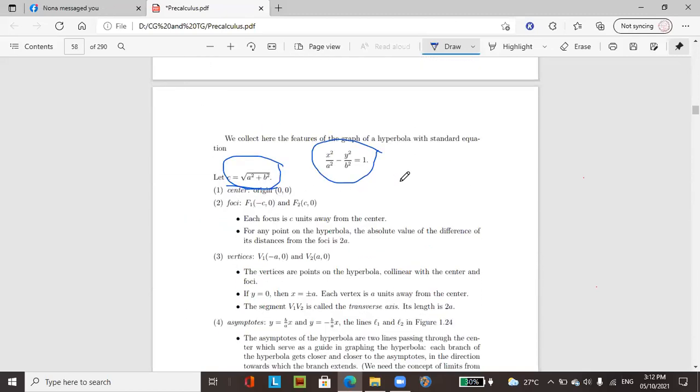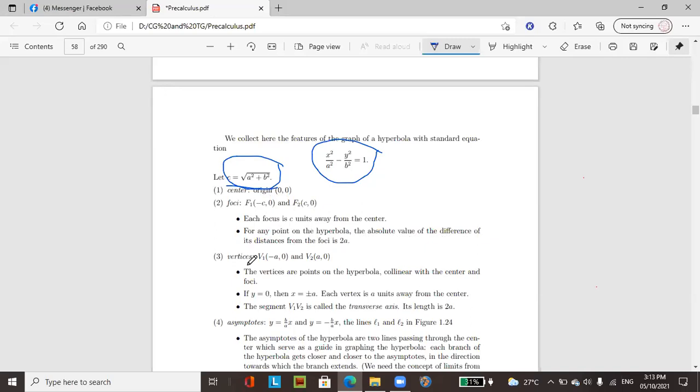So let's have now the features of the hyperbola with the standard equation x squared over a squared minus y squared over b squared is equal to 1. The center is at the origin. Foci: F1 is negative c, 0 and F2 is c, 0. So each focus is c units away from the center. For any point on the hyperbola, the absolute value of the difference of its distances from the foci is 2a.